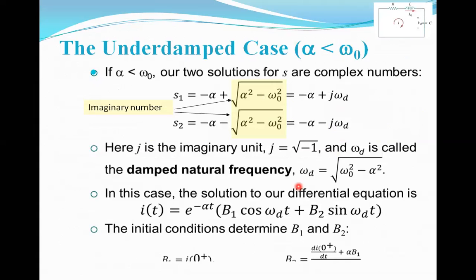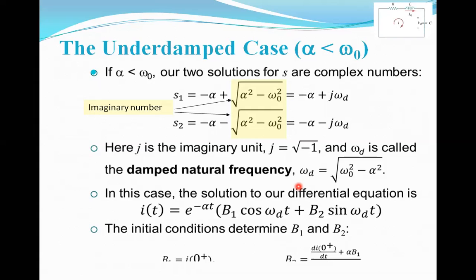This is the last one, the underdamped case, when alpha is less than omega naught. In this case, the two solutions for S are complex numbers. S1 is equal to minus alpha plus the square root of alpha squared minus omega naught squared, which is minus alpha plus j omega d, where j is the imaginary unit, j squared is equal to minus 1, or j is equal to the square root of minus 1.